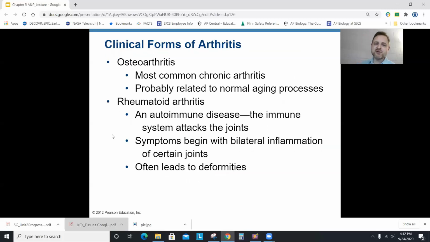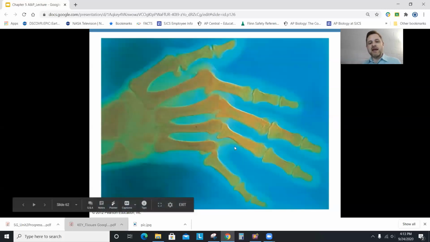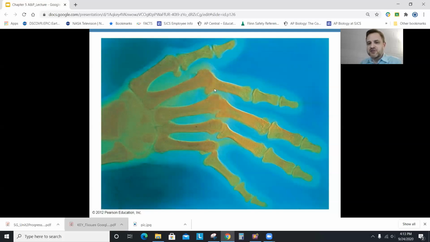Types of arthritis. Osteoarthritis: as you get older, your joints are great, but all those years of wear and tear tend to lead to arthritis. Rheumatoid arthritis is an autoimmune disease. Autoimmune diseases are diseases where your immune system attacks your own cells, which is not by design. With rheumatoid arthritis, your body is attacking the cartilage between your joints and breaking it down, which causes terrible pain. It can cause deformities. This is an X-ray of the hand of someone that has rheumatoid arthritis, and you can see the cartilage is broken down so much that the joints are disfigured.